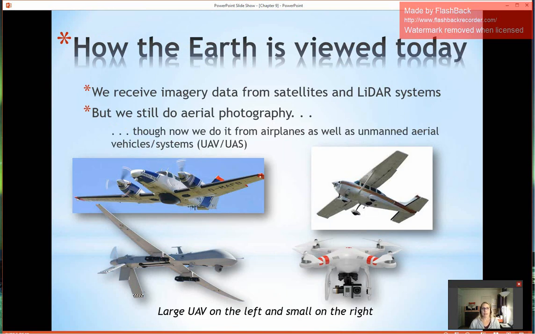So how is the Earth viewed today? We receive imagery data from satellites and from LiDAR systems. LiDAR stands for light detection and ranging, and we'll actually be studying that a little later this semester. We also still do aerial photography, but we do it from manned airplanes as well as UAVs. Up here we can see what an aerial photography airplane looks like. You can see the camera at the base there, and also in this one here, a little camera there. And then these are our UAVs. This is a large one, and that's a very tiny one.